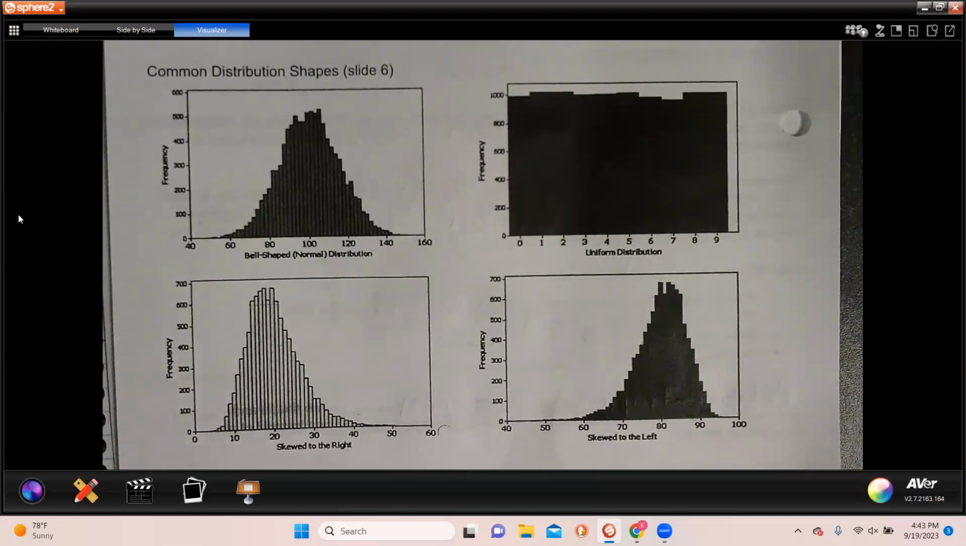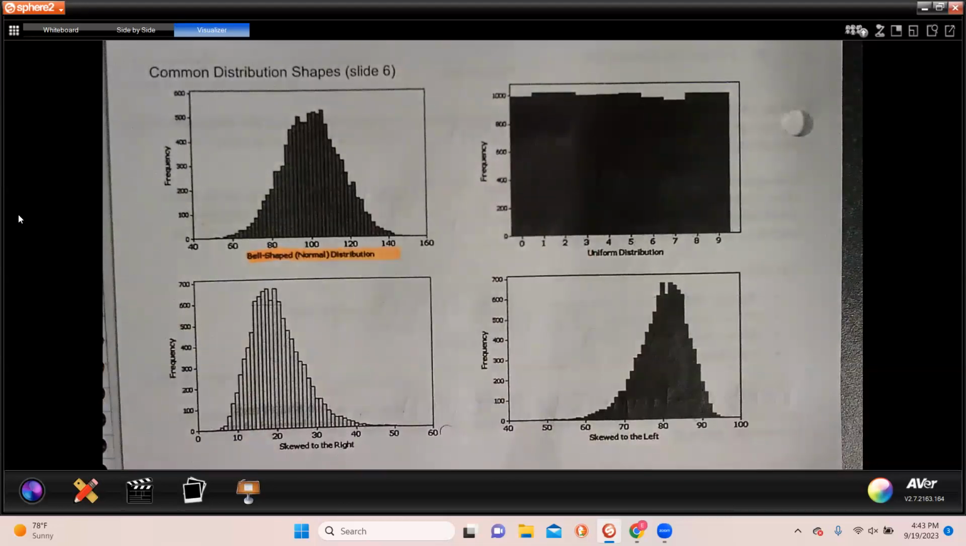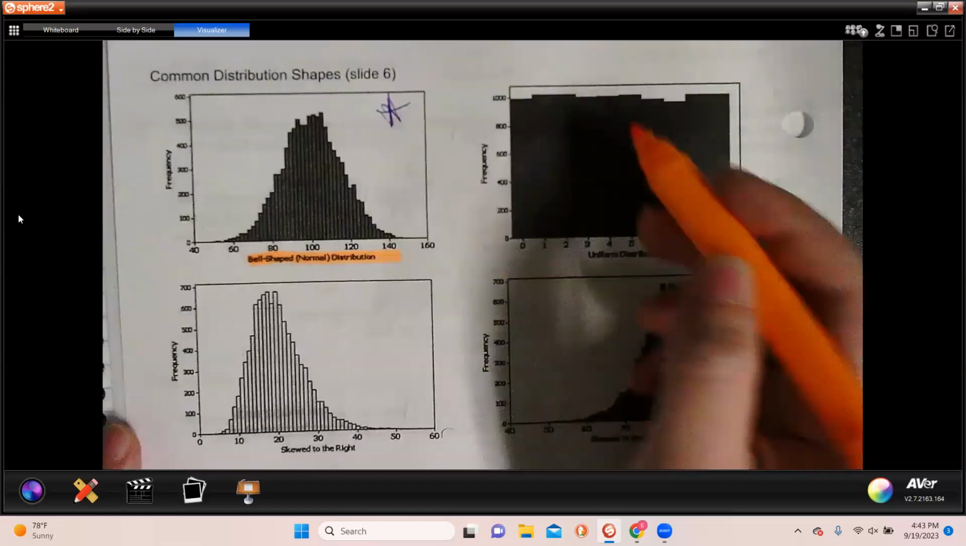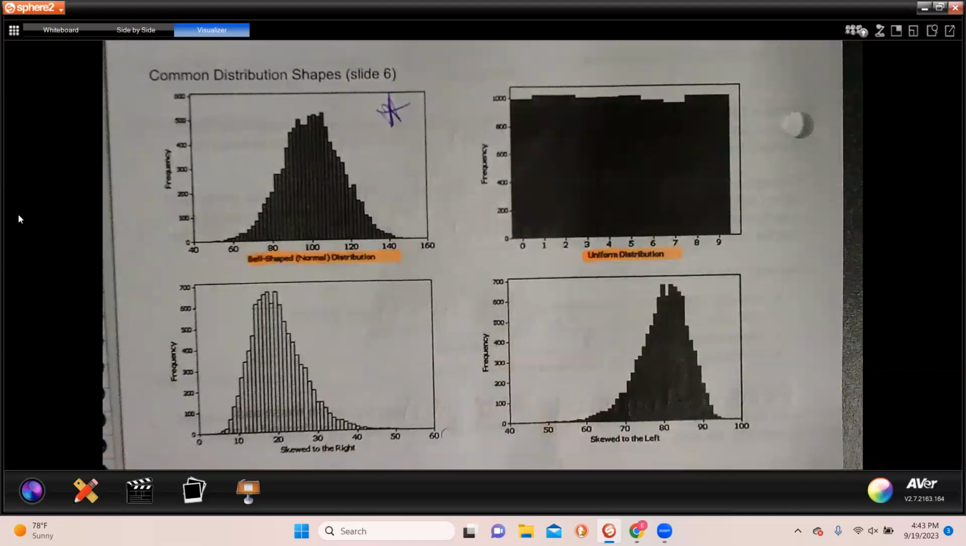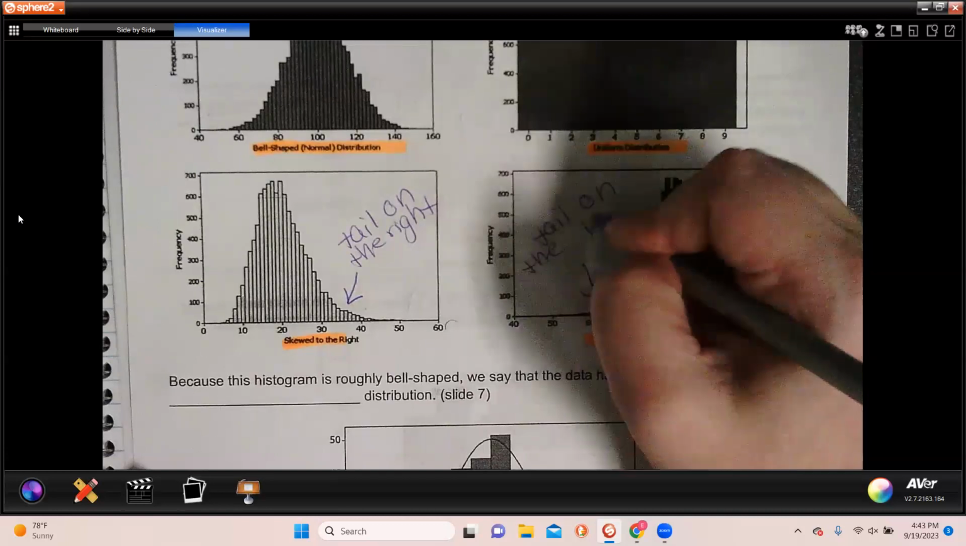There are four possible shapes. There is a bell-shaped distribution, which is called a normal distribution. This is the one we want. There's a uniform distribution where everything appears about the same in frequencies. There is skewed to the right and skewed to the left. Skewed to the right will have a tail on the right. That's why it's skewed to the right. If it's skewed to the left, then it will have a tail on the left. That's how you can tell.